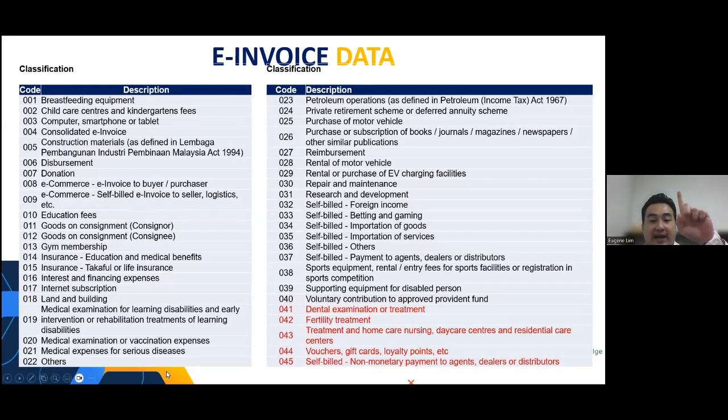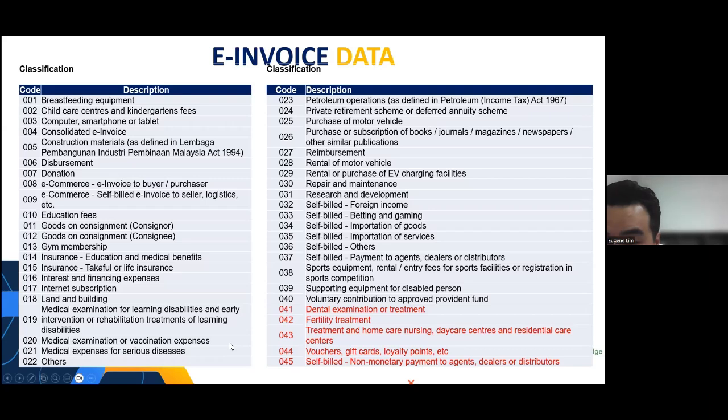Another thing I want to highlight is the classification code 045: non-monetary payments to agent, dealer, and distributor. This is not yet confirmed. Because as we understand, as long as there is a business transaction to prove income, only then is there this self-bill. So it is not necessary to have 045. We are still waiting for further explanation on this.